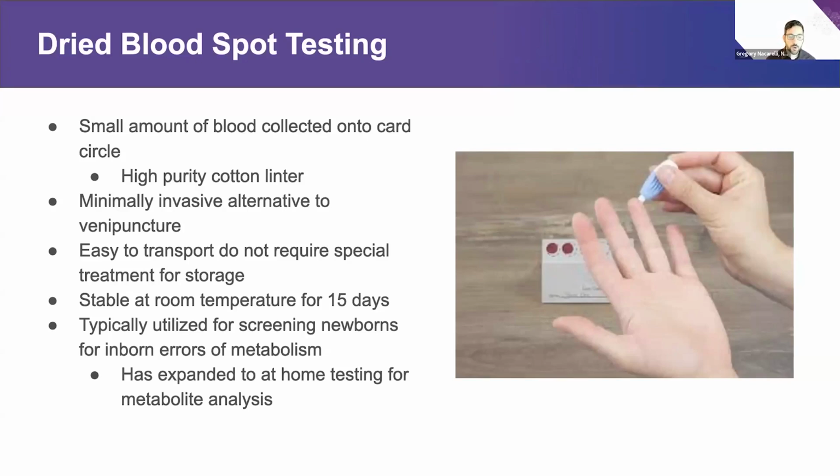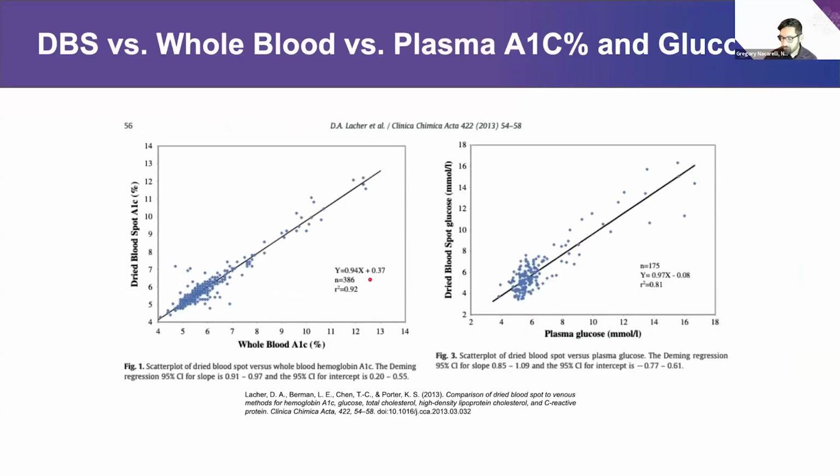It had typically been used for newborn screenings, especially for inborn errors of metabolism, but has expanded to at-home testing for various different methodologies, such as metabolite analysis. There have been validation studies that compared dry blood spot testing to whole blood versus plasma testing. As you can see, here's a dry blood spot analysis compared to venipuncture whole blood A1C.